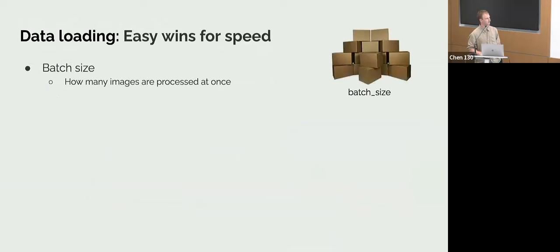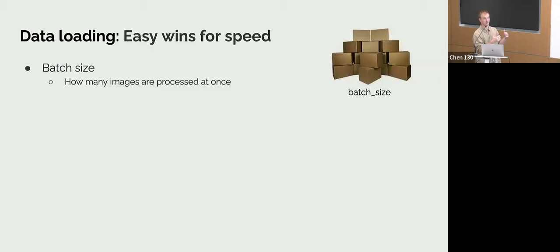So there are some knobs you can tweak here. And this is going to provide kind of the easiest wins for speeding up your data loader. So first, you have your batch size. Most of you have encountered this in some way already. It's how many images get processed in parallel by your model. GPUs are designed to do many small operations in parallel. And so to fully take advantage of that, you can do many image computations at once. And so your batch size controls basically how many you feed through your model at once.